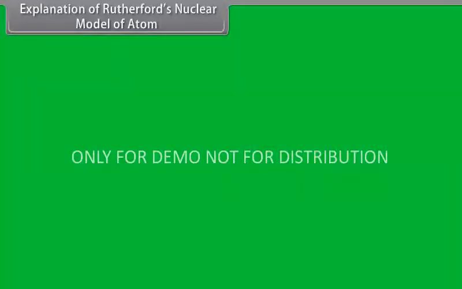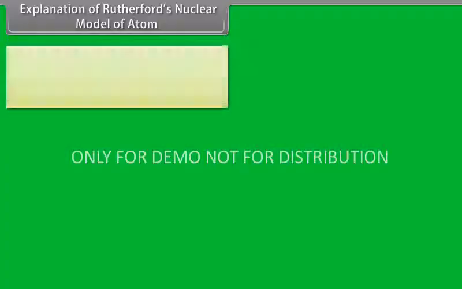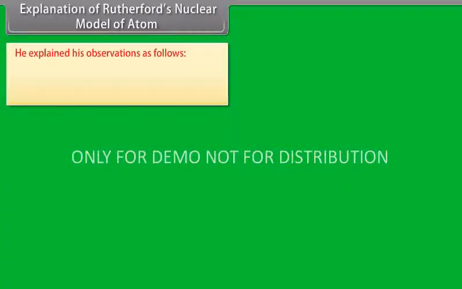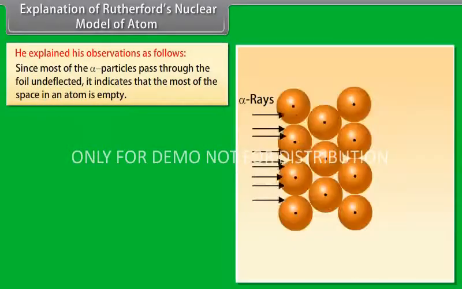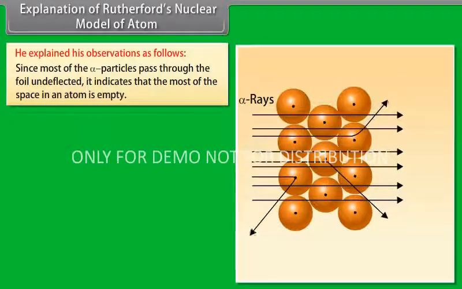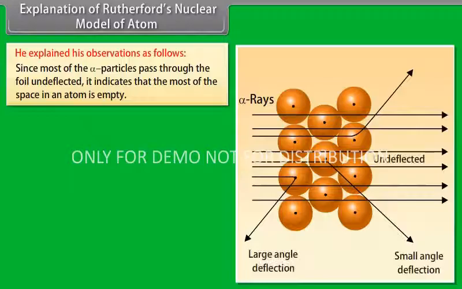Explanation of Rutherford's nuclear model of atom. He explained his observations as follows. Number 1. Since most of the alpha particles pass through the foil undeflected, it indicates that most of the space in an atom is empty.